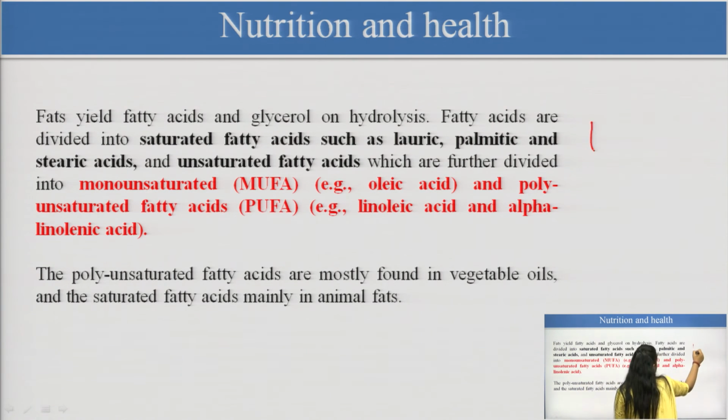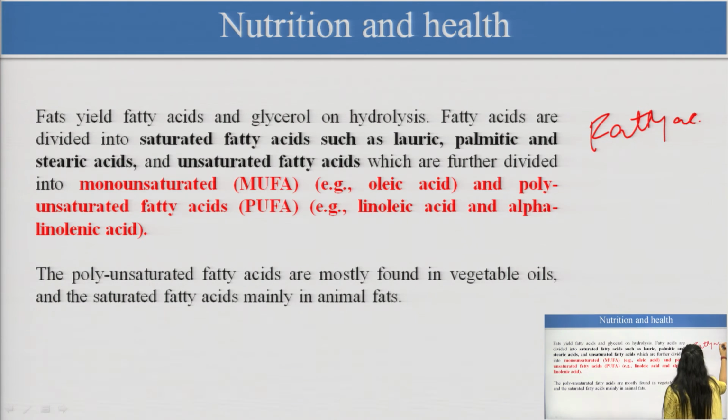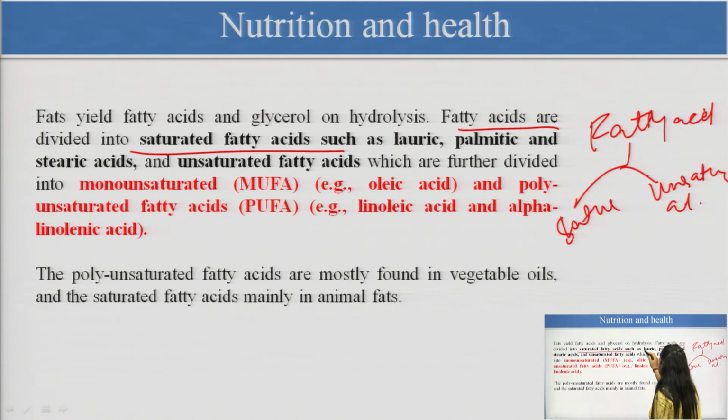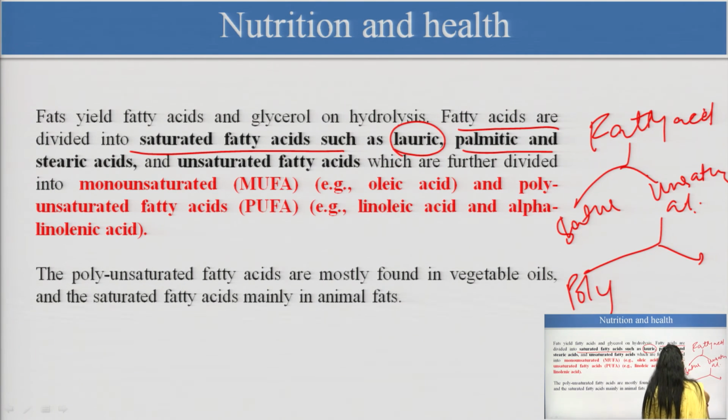Now, see the fatty acids, they are divided into saturated or unsaturated, okay. Fat yields fatty acids and glycerol on hydrolysis, okay. Fatty acids are divided into saturated fatty acids, such as lauric, palmitic, and stearic acids, and there are also unsaturated fatty acids, which are classified under two: polyunsaturated fatty acids and monounsaturated fatty acids, okay.